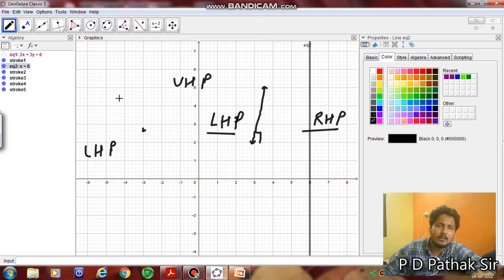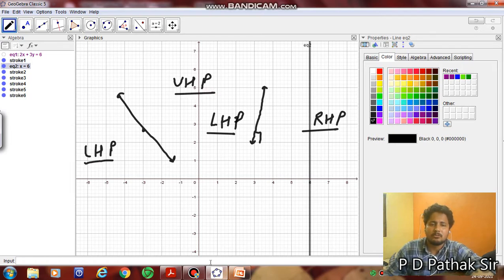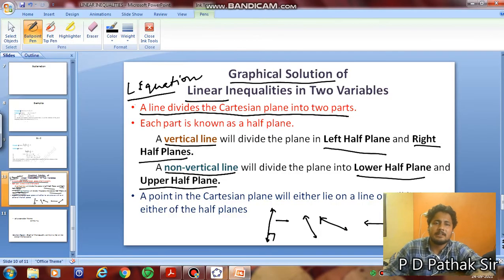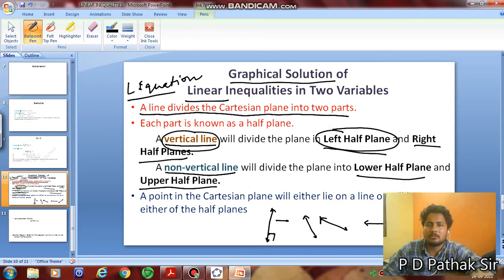And if I am taking a non-vertical line, then this non-vertical line will divide this whole Cartesian plane into two parts. One is called lower half plane and the second is upper half plane. So this is the first concept, that a line divides the Cartesian plane into two parts. If it is a vertical line, then it will divide the plane into a left half plane and a right half plane. And if it is a non-vertical line, then it will divide the plane into a lower half plane and an upper half plane.